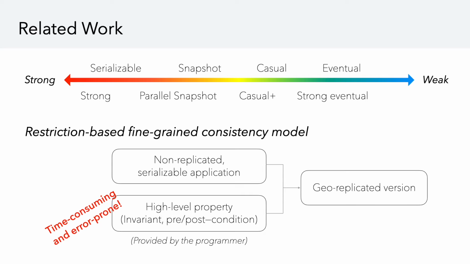Various fine-grained consistency models have been proposed for safely avoiding coordination. State-of-the-art solutions can assist developers in identifying the necessary coordination, but rely on programmers to derive sufficient application-specific invariants from high-level code specifications. Such a manual process is often very time-consuming and error-prone.